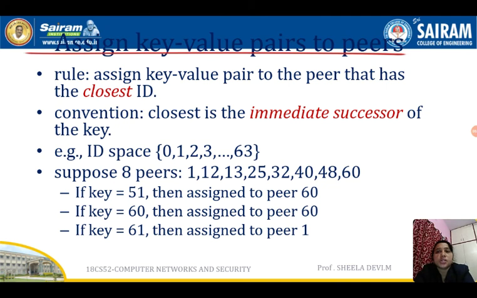So, assigning key-value pairs to peers. This is what I said: assign the key-value pair to the peer that has the closest ID. Closest means the immediate successor of the key. Here the ID space is 0 to 63.